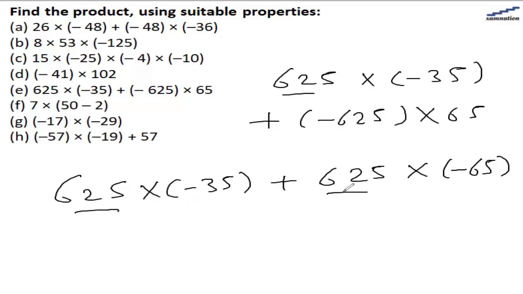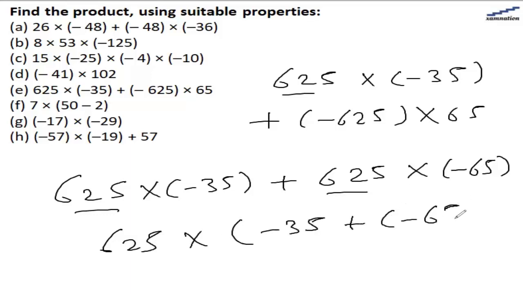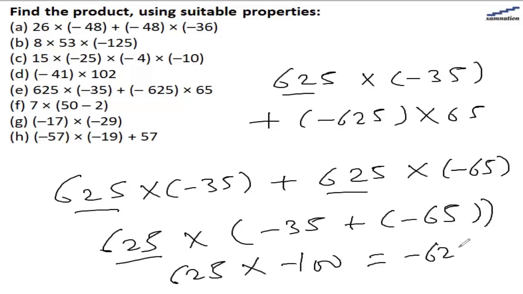Here, as you can see, this number is the same, and inside we have 625 multiplied by minus 35 minus 65, and this is minus 100. The answer will be minus 62,500. So that is for the E part.